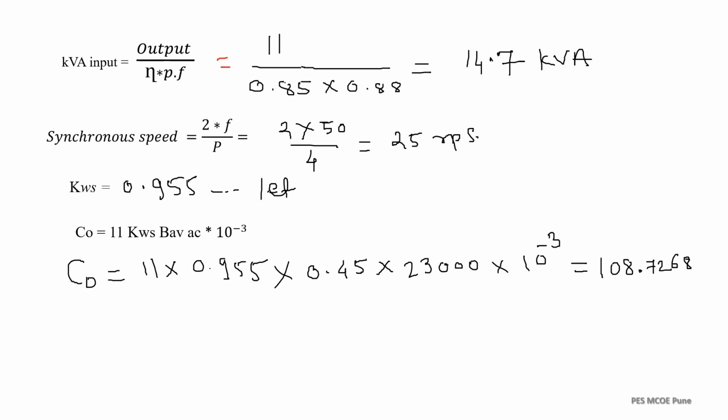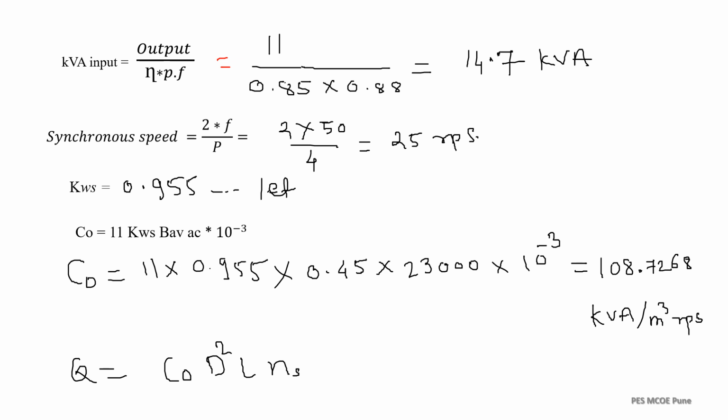The unit of the C naught is kVA divided by meter cube into RPS. You can get this unit from the output equation of the induction motor. Okay. So next we can calculate kVA input Q, which can be calculated with the help of this expression, Q equals C naught D square L NS. With this expression, we are already aware about the Q.